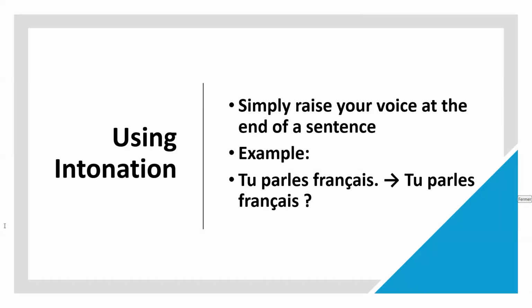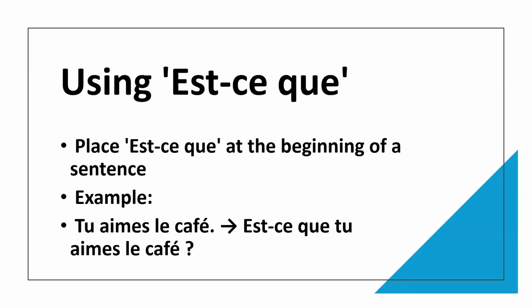Next one is using est-ce que. So you place est-ce que at the beginning of the sentence. Donc, tu aimes le café becomes est-ce que tu aimes le café? It's very simple. You just put that in front of the sentence.